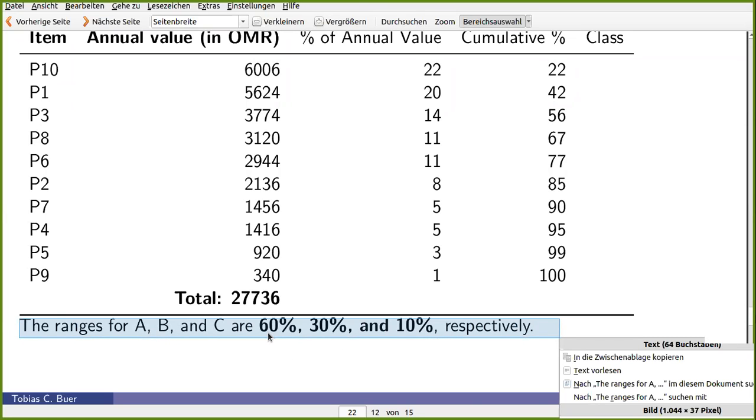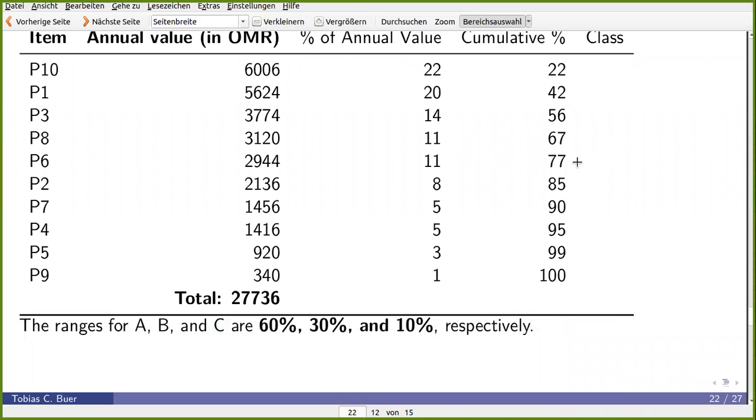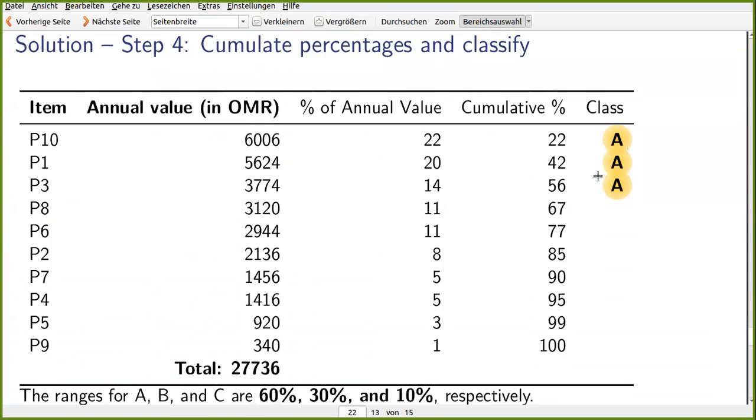In this exercise, the A products were the first 60%, the B products were the following 30%, and the C products were the remaining 10%. So that means which products are now in the group A? This would be the ones that are below 60%, all products where the cumulative percentage is below 60%. This would be the first 3 products, P10, P1, and P3. They are in our group A.